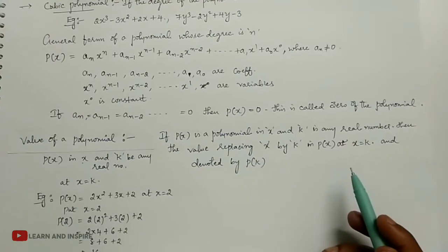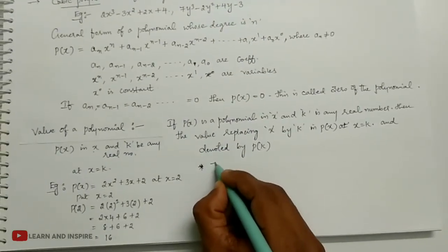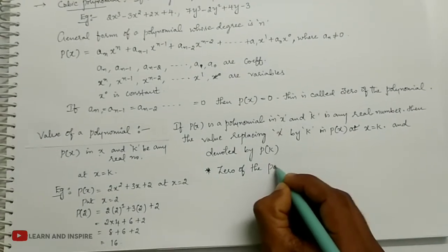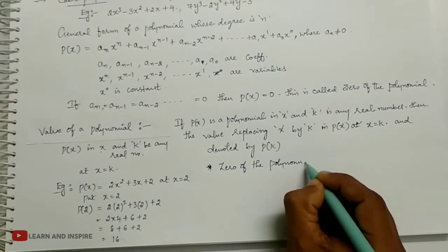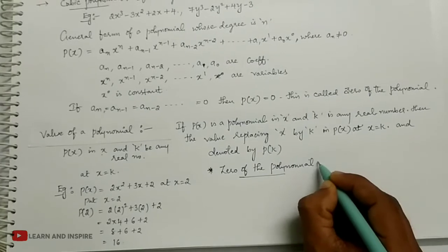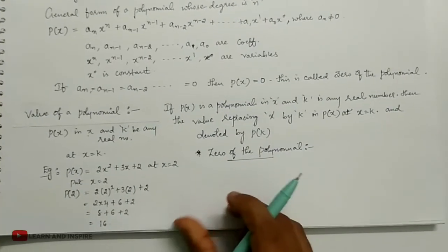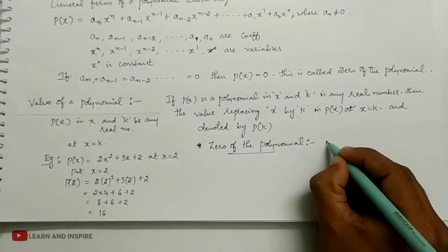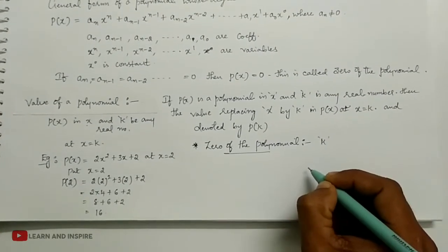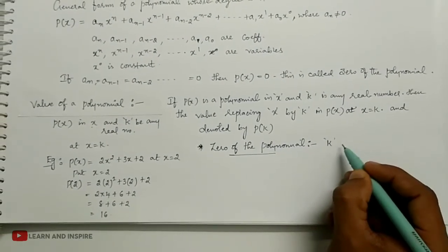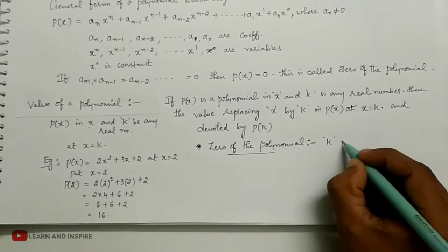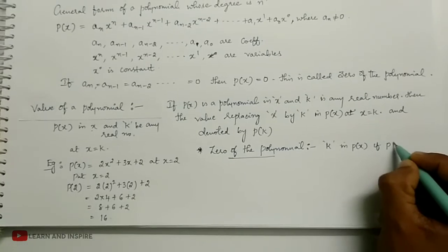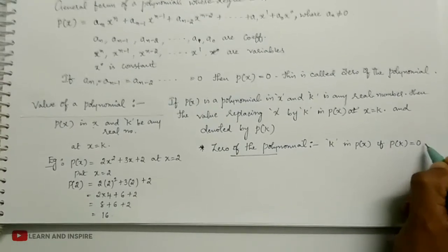So the next topic is 0 of the polynomial. 0 of the polynomial, and this topic is important. So what is this 0 of the polynomial? 0 of the polynomial is nothing but, where k is any real number, this k is said to be a 0 of the polynomial p of x if p of k is equal to 0.